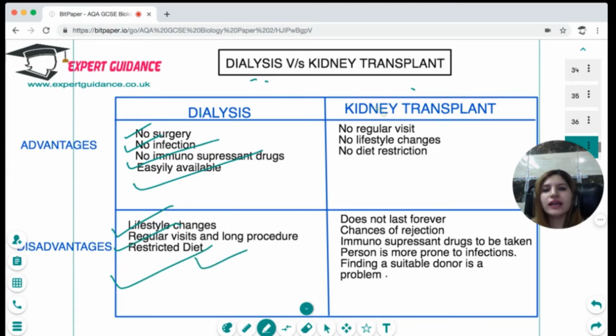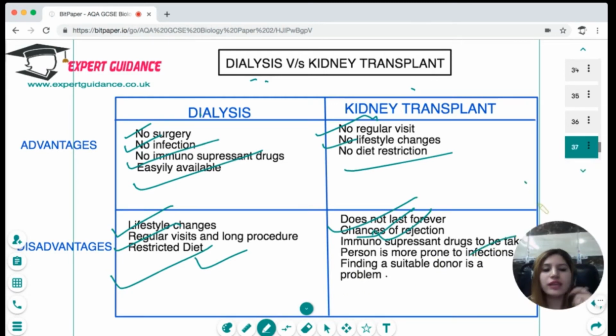On the other hand, a kidney transplant does not require any lifestyle changes, no diet restriction, no regular visits, but it does not last longer. There are chances for rejection. Immunosuppressant drugs need to be taken. The person is more prone to infection, and finding a suitable donor is a big problem.